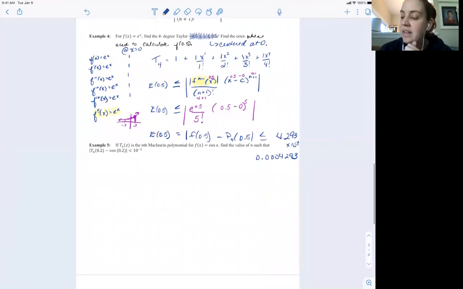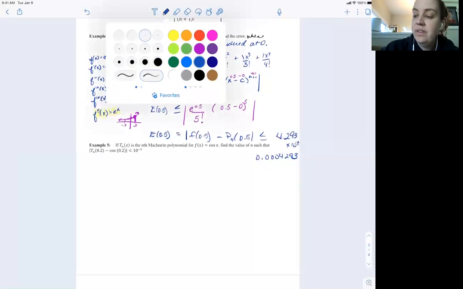Last example with these. If t sub n is the nth Maclaurin polynomial for f of x equals cosine of x, find the value of n such that that error is less than 10 to the negative fifth. Good grief. Is it spring break yet?